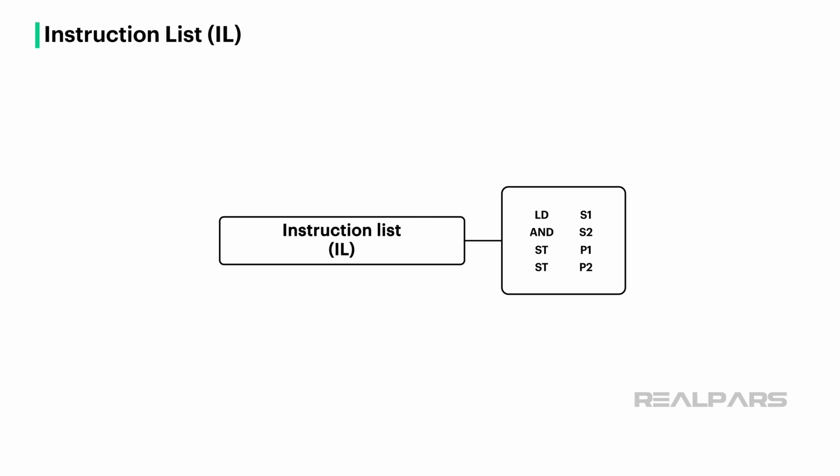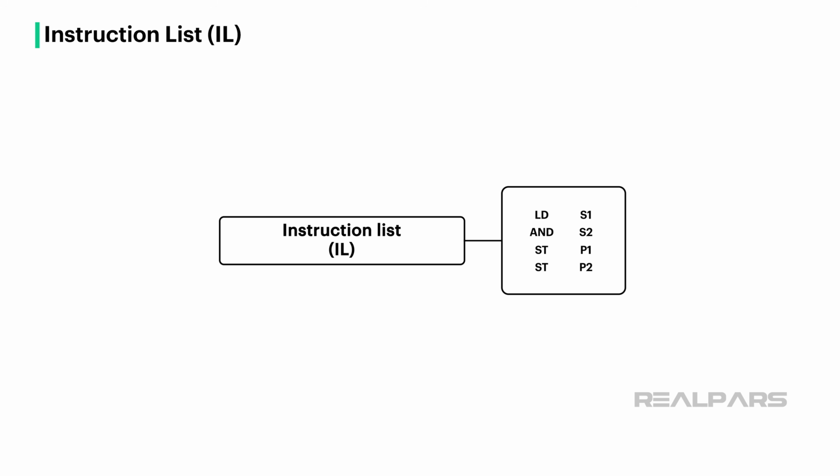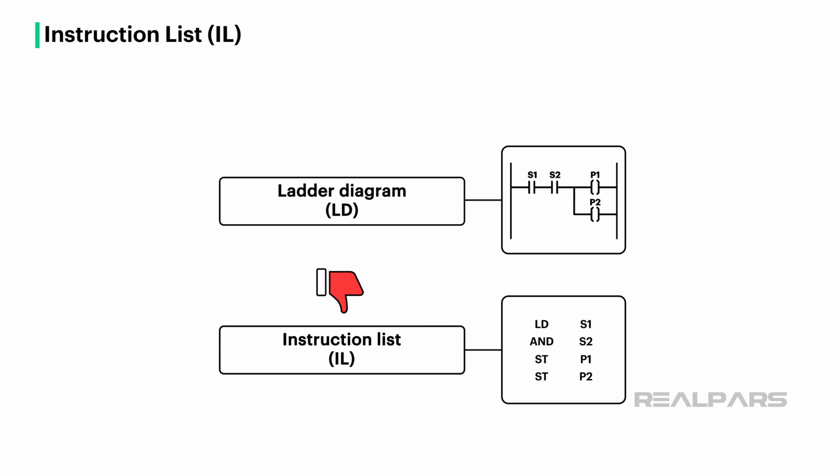Finally, Instruction List, or IL, is a text-based programming language similar to assembly languages. Instruction List is harder to write and debug than ladder diagram, or any of the other IEC 61131-3 programming languages. It is probably for that reason that the Instruction List programming language is now deprecated. If you're working on new projects, you should not use the Instruction List programming language. I recommend using ladder diagram instead.